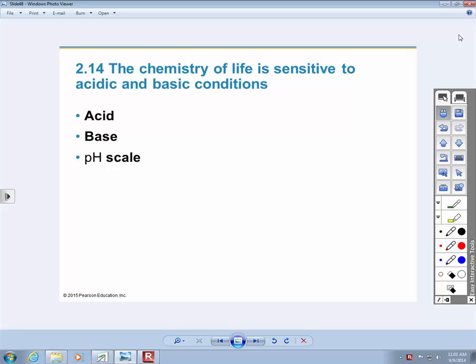Okay, this is where we ended yesterday. pH, power of the hydrogen ion, that's where we were.